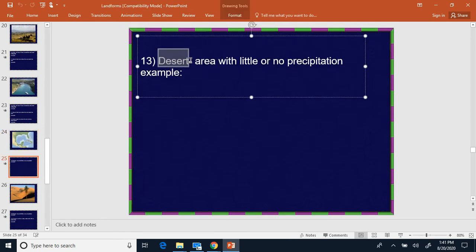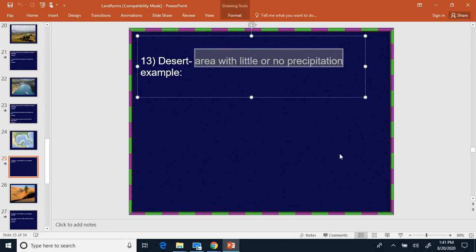Next one, new bullet, desert. So bullet, desert. And then 1, area with little or no precipitation. And precipitation just means rain.